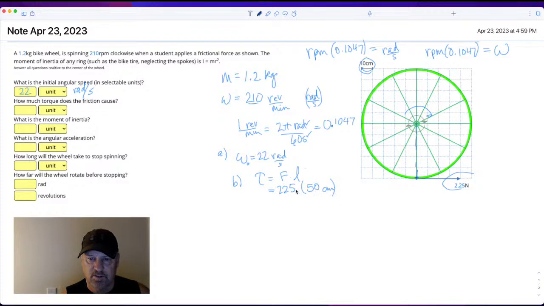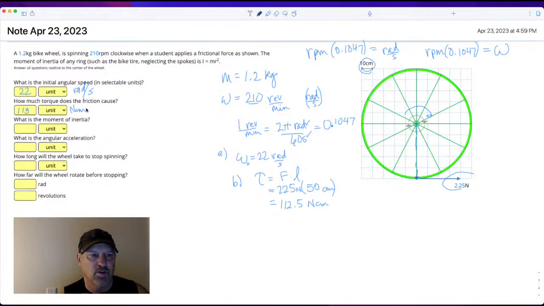So that equals 2.25 newtons times 50 centimeters. Let me put that in the calculator. 2.25 times 50 is 112.5. And that's equal to 112.5 newton centimeters. Okay, so that's going to be here. And this is newton centimeters, not newtons per centimeter, newton centimeters.